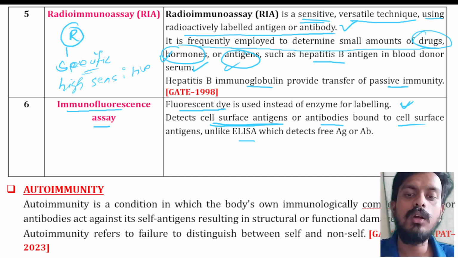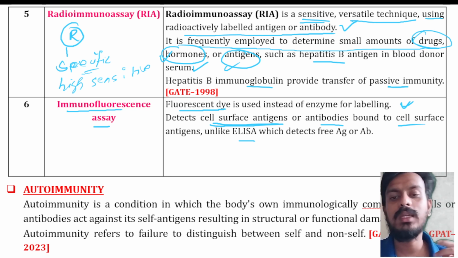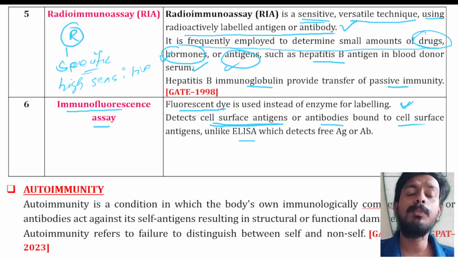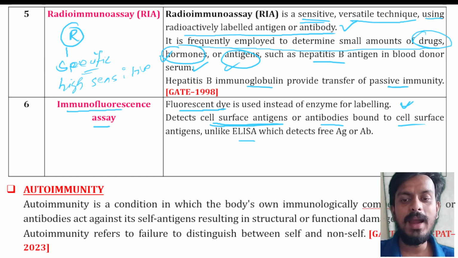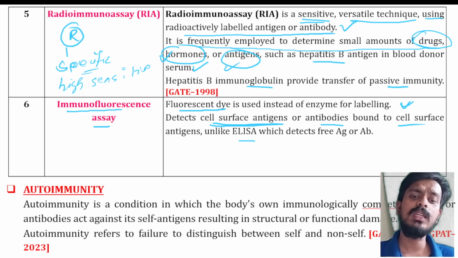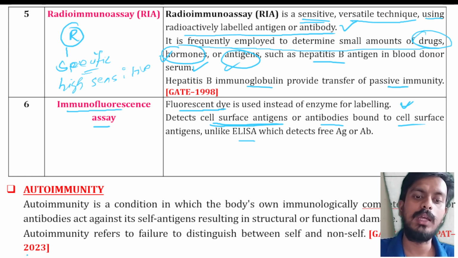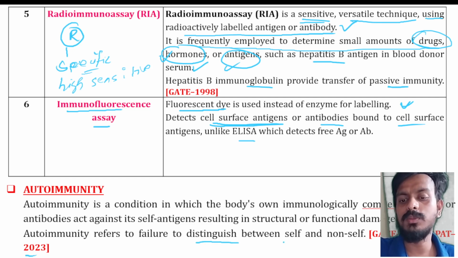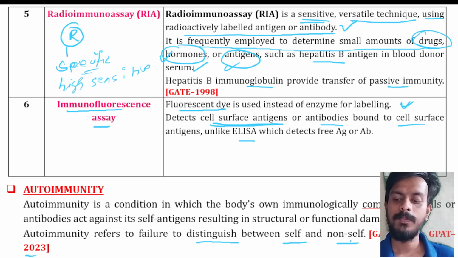Autoimmunity is a condition where the body's own immunological cells produce antibodies against the body itself. The distinction between self and non-self has been compromised. Your body cannot determine which is self material and which is non-self material. This question was asked in GPAT 2024 and 2023 as well. Failure to distinguish between self and non-self.